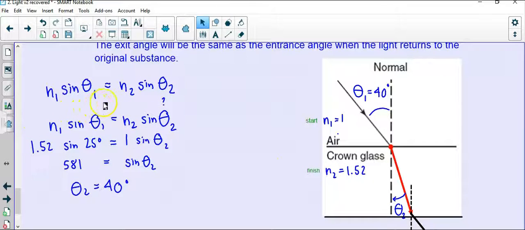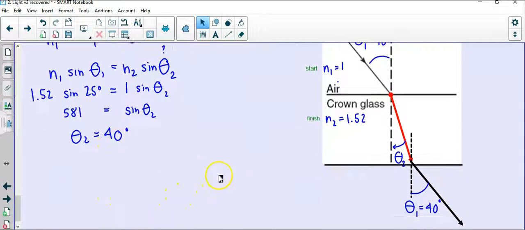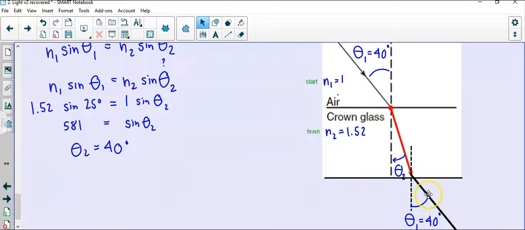N1 sine theta 1 equals N2 sine theta 2. The N1 is now 1.52. The theta 1 is now 25. The N2 is 1, and the unknown theta 2 must be solved for, and you get the arc sine of 0.581, which gives you a 40 degree refracted angle bending away from the original normal. But this happens to match the original incident angle.